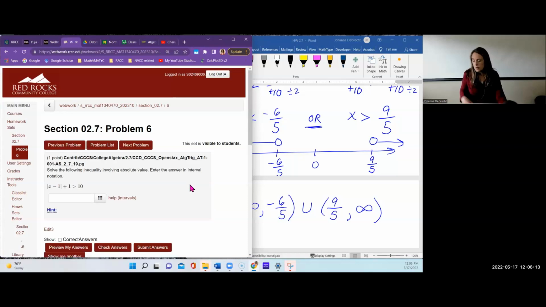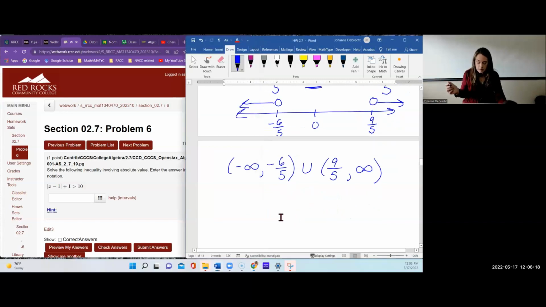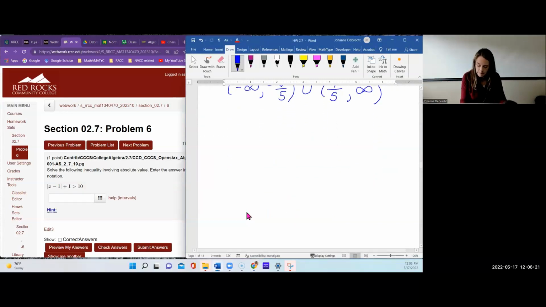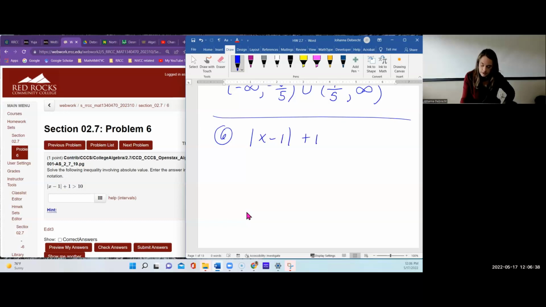These are more difficult problems, so I want to work at least another one or two of these. Let's look at number 6. There are various types of these. There are splits and there are dumbbells. This one's also going to be a split. Let's take a look and see how I knew it was going to end up with a split situation. The reason I know it's going to be a split situation is because when I isolate the absolute value, it's going to be greater than a number. That results in a split.